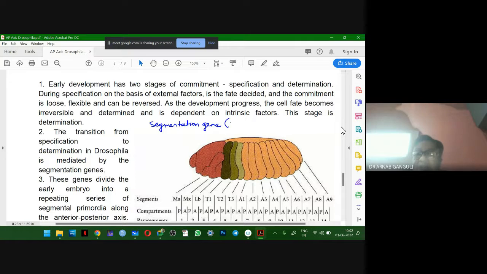So they include the gap genes, which are all zygotic genes because they are formed in the zygote: gap gene, pair rule gene, and segment polarity gene.